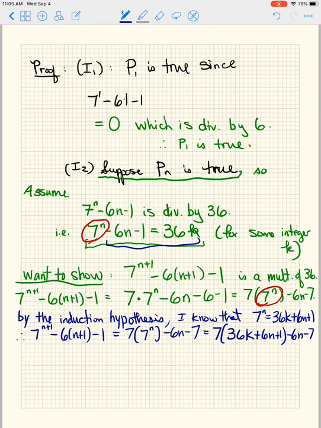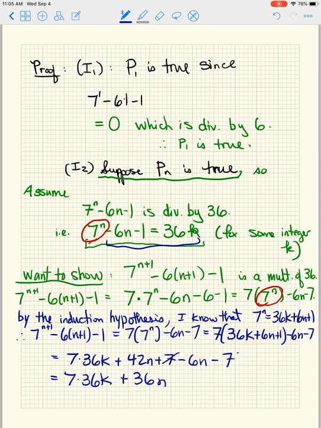Again, this is maybe something you can do on your own as I'm talking through this on the video. So we get 7 times 36k plus 42n plus 7 minus 6n minus 7. When we simplify, we get 7 times 36k plus 36n plus 0. Remember, those 7's cancel. And remember, what were we trying to show? Well, our goal was to show that this expression that we've just simplified is a multiple of 36.